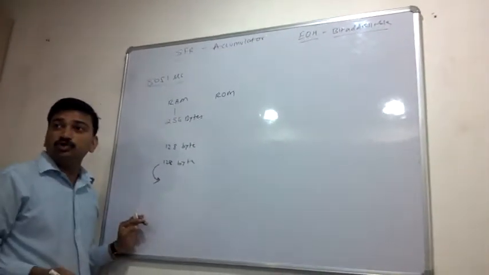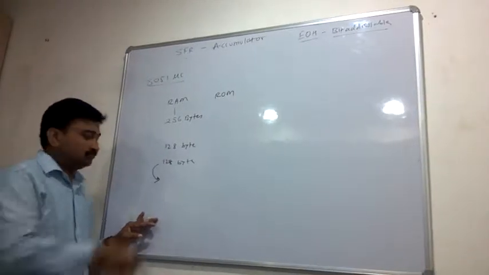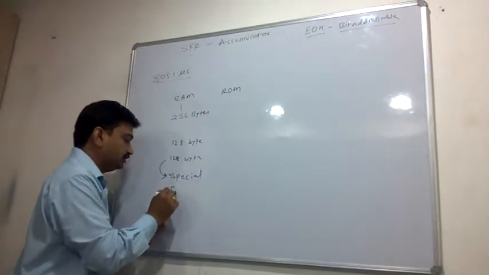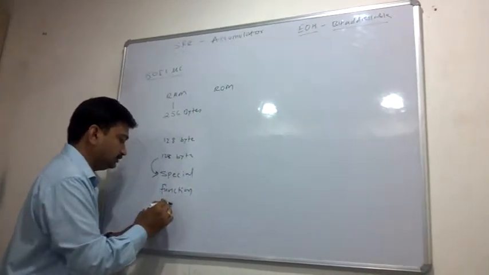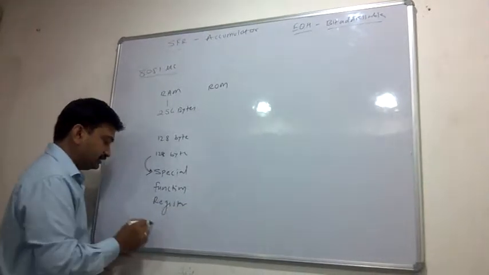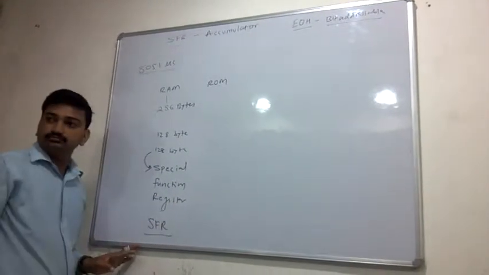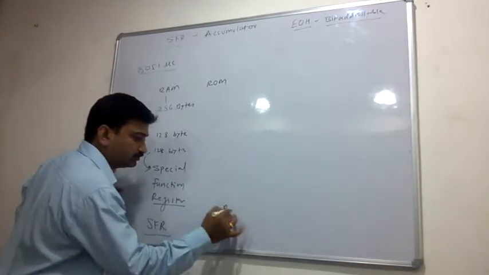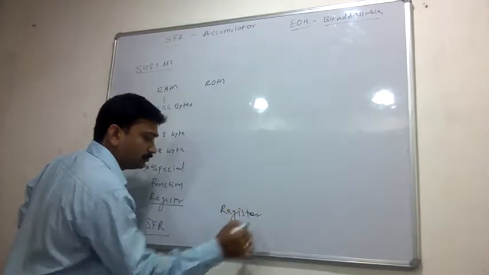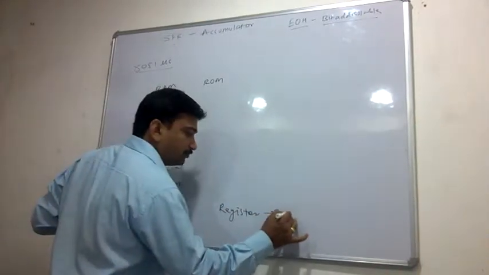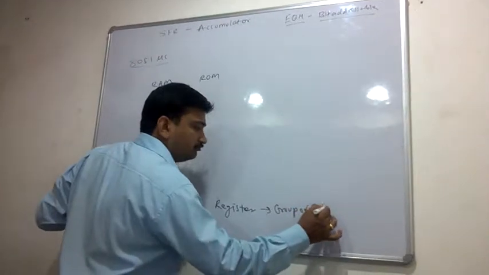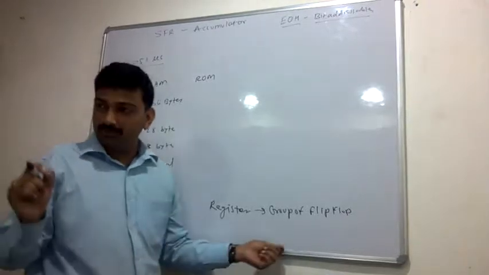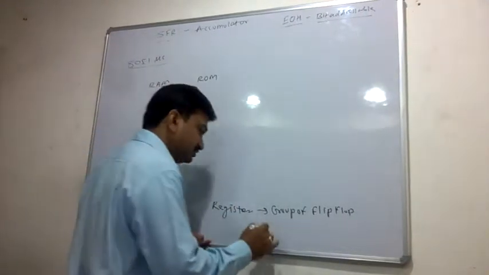Not all, but most of the registers in the remaining 128 bytes are used as special function registers, that is known as the SFR. So do not get confused. Register means what? It is a group of flip-flops. What is a flip-flop? A flip-flop is a 1-bit memory cell, and a register means a group of flip-flops.